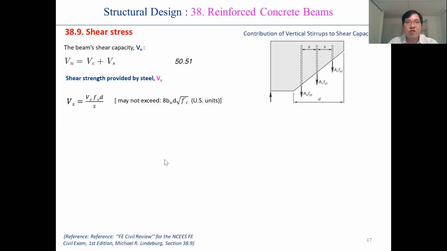And in this slide, I show you the equation for calculating the beam shear capacity. And in this figure, I show you the contribution of the vertical stirrup to shear capacity. So you can see detail of the equation I give in this slide.